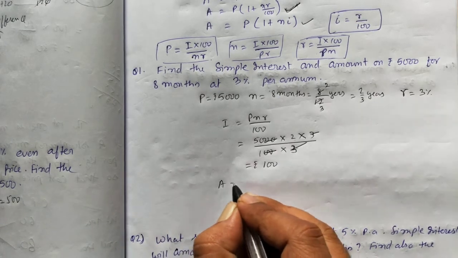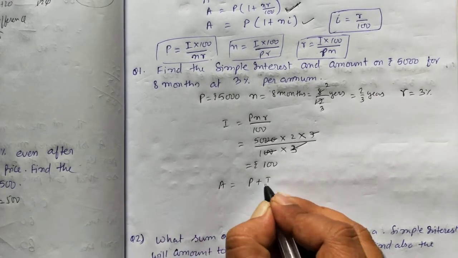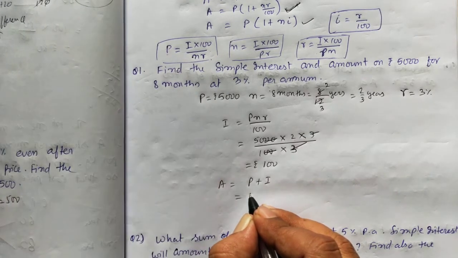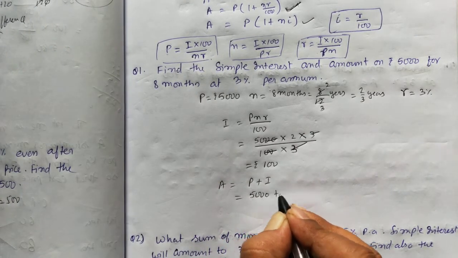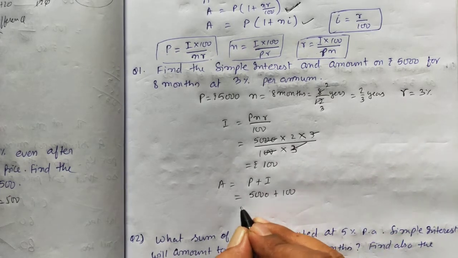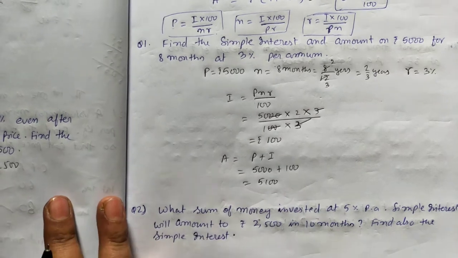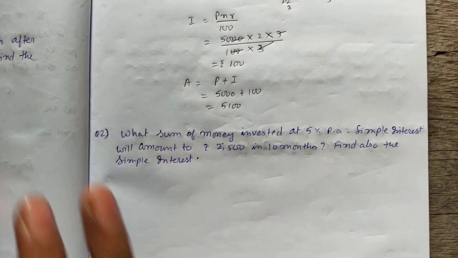So find the amount now. Amount is P plus I. Put the value. P is 5,000 plus I is 100. So you're getting an amount of 5,100 after 8 months. Clear? Let's do question number 2.